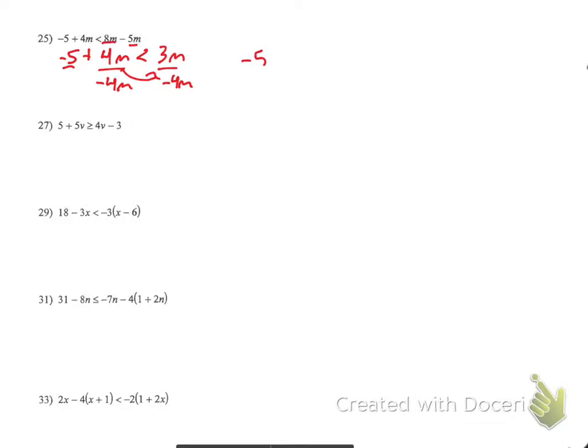So it'll be negative 5 is less than negative 1m. If you want to, you can rewrite this as negative 1m is greater than negative 5. It's up to you. But I know that I want to get m alone, so I have to divide it by negative 1, divided by negative 1. Now when I divide it by negative 1, a negative number, the sign flips. So negative 5 divided by negative 1 is going to be equal to 5. The sign flips, and I have an m. So you can rewrite that as m is less than 5.